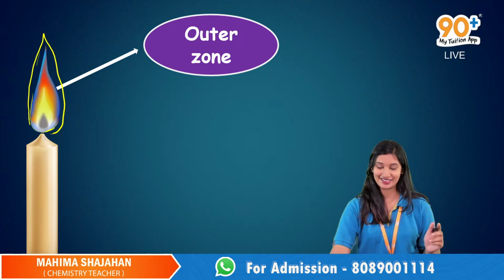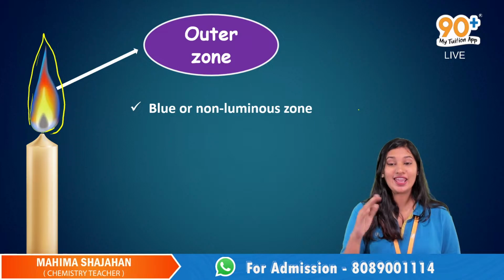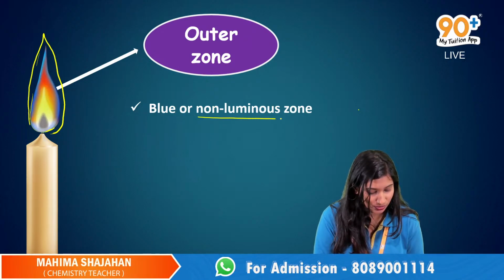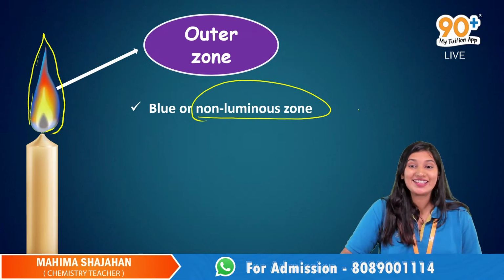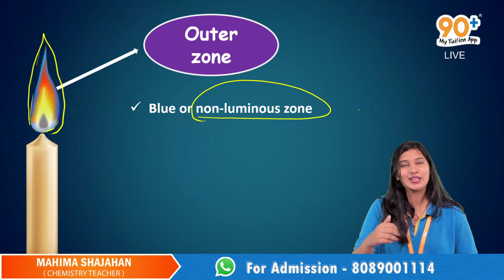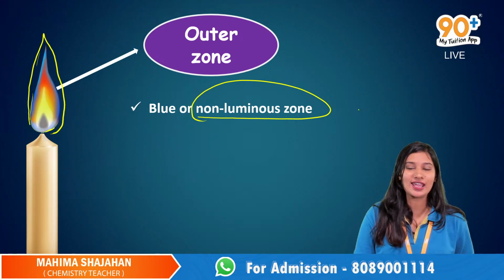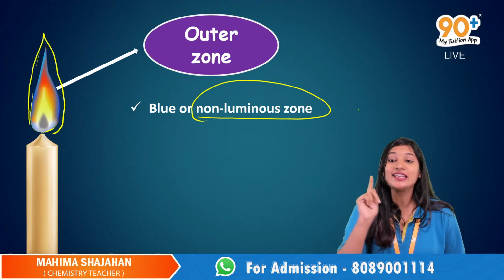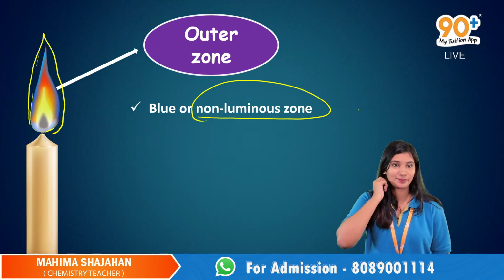Now this outermost zone is blue in color and it is known as non-luminous zone. It is also known as what? Non-luminous zone. Why is it called non-luminous zone? We'll discuss that. The outermost zone is actually blue in color and it is also known as what? Non-luminous zone. Is it clear?